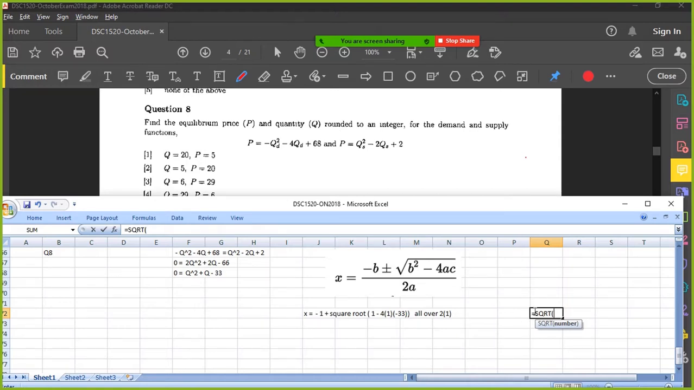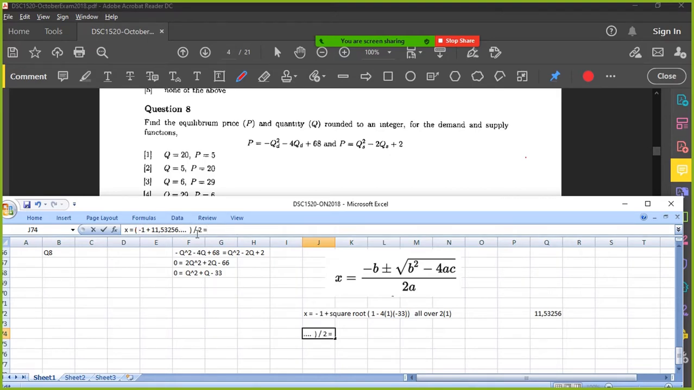Okay, so square root of b squared, which is 1, minus 4. So minus brackets 4 times a times minus 33. Close brackets, enter. Okay, I get that. All right, so that means for my 1x, I'm going to have x equal to minus 1 plus that answer, 11.53256 dot dot dot, all over 2 times 1, which is 2.